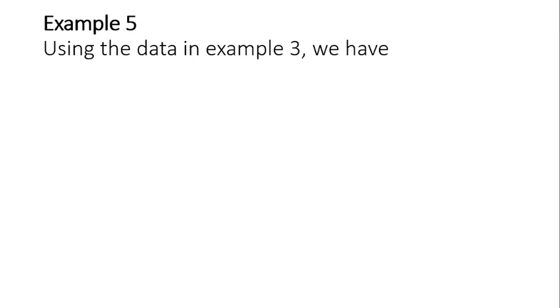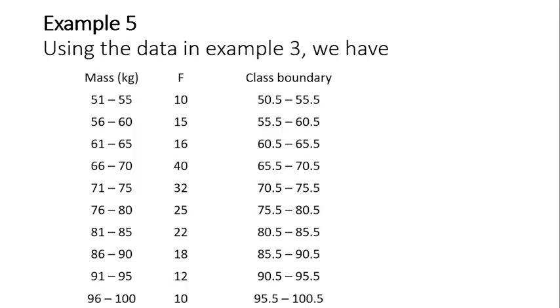So this is the example. Use the data in example 3. We have the same example that we looked at. This is our class boundary and the modal class. The class that has the highest frequency is still 66 to 70. It has a frequency of 40, which is the highest frequency. So that is the modal class.